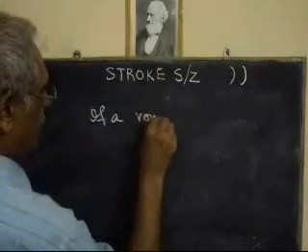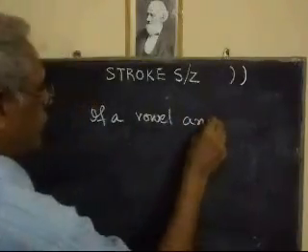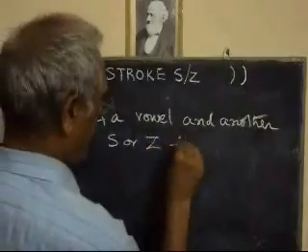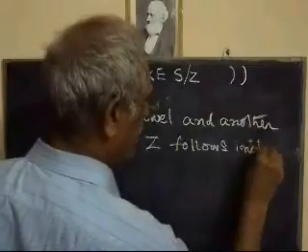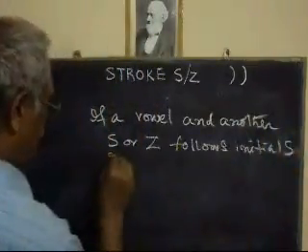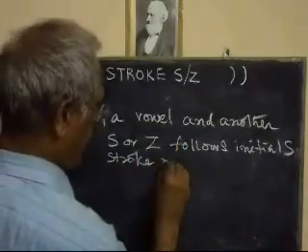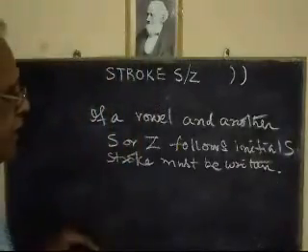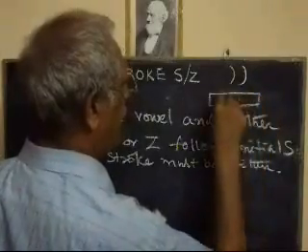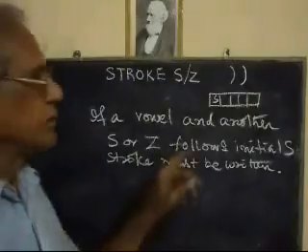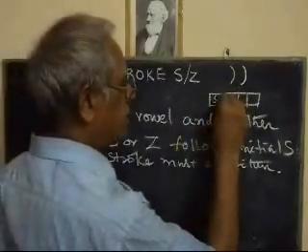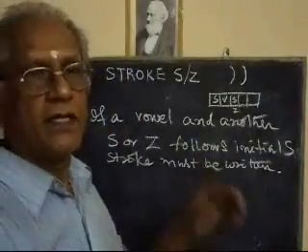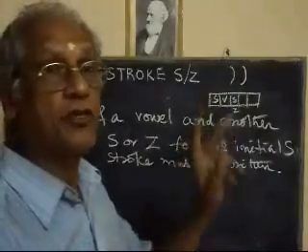If a vowel and another S or Z follows initial S, the stroke must be written. Now the condition is this. It must be initial S. Then a vowel must come, and another S or Z. This is the condition. In such a situation, this initial S must be written with the stroke.